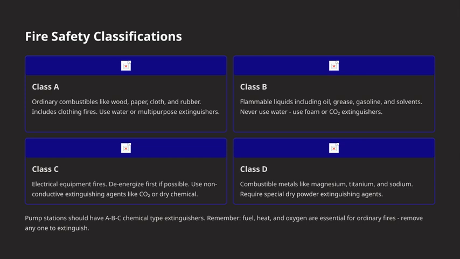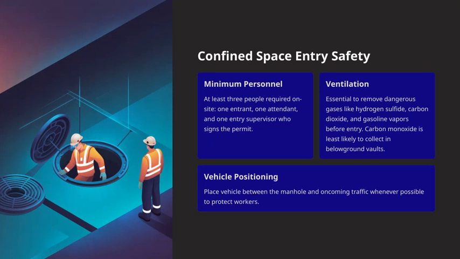Now, let's talk about some key safety practices for confined space entry. First, the minimum personnel required on-site includes at least 3 people. We need 1 entrant, who is actually going into the space, 1 attendant, who stays outside and keeps an eye on everything, and an entry supervisor who is responsible for signing the permit and ensuring all safety protocols are followed.